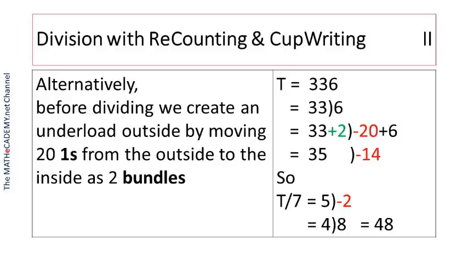Alternatively, before dividing, we create an underload outside, by moving 21s from the outside to the inside as 2 bundles. Now we have recounted 336 as 35 bracket negative 14, which divided by 7 gives 5 bracket negative 2. Taking one bundle outside as 10 ones, this can be recounted as 4 bracket 8, or 48.